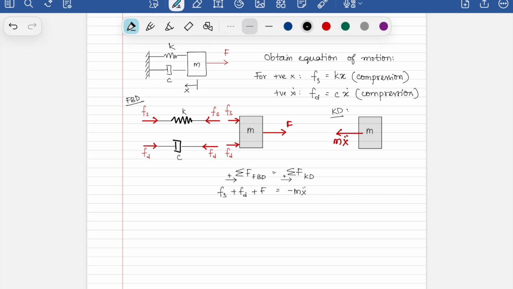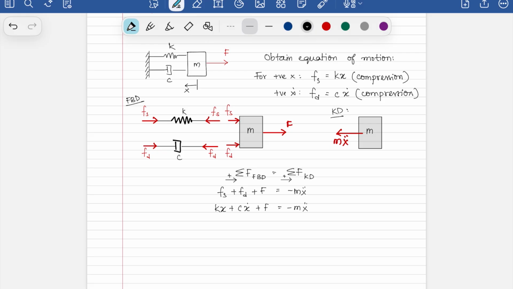You could skip this, but you're likely to make mistakes. You make a mistake, you lose marks. If you do this, you're less likely to make mistakes. So let's now write down the values. You have that Fs is kx, Fd is c x dot, plus F is equal to minus m x double dot.